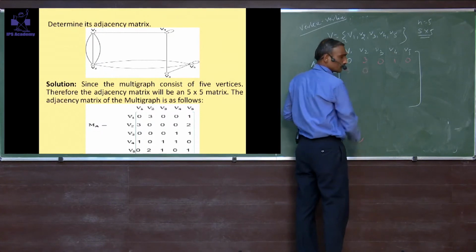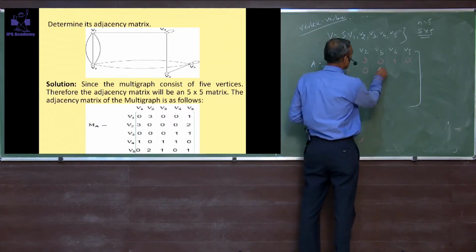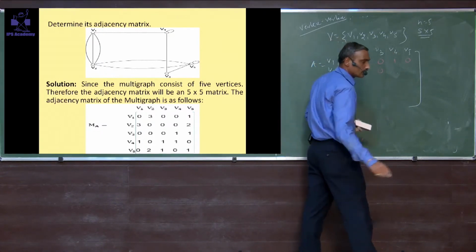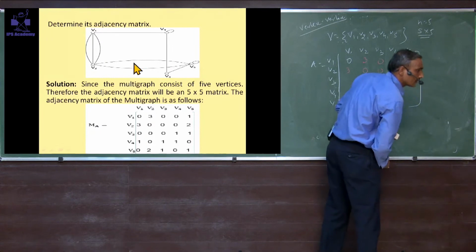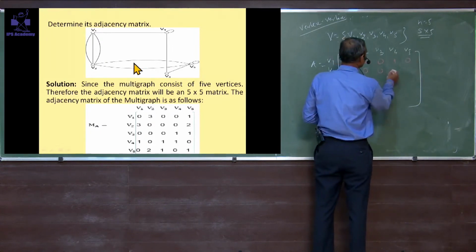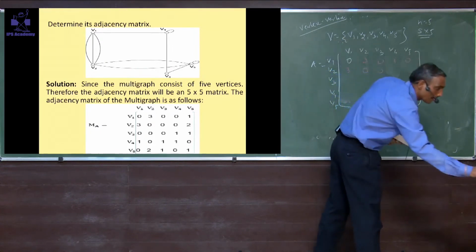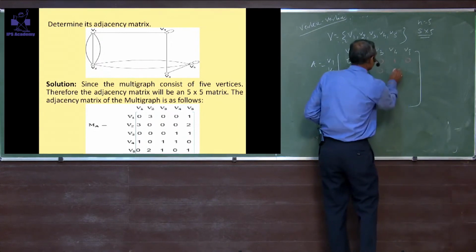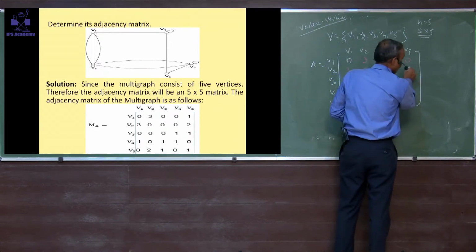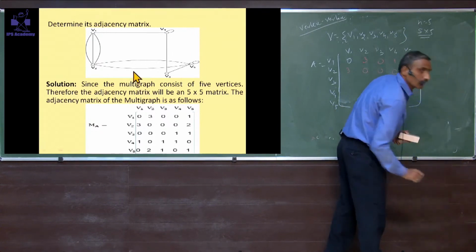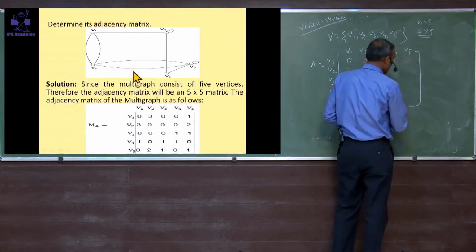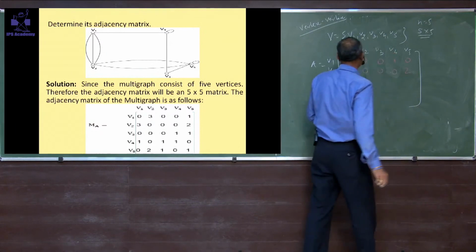There is no self loop on V2, so put 0. Then V2 to V3, not directly connected, so 0. V2 to V4, not directly connected, so 0. And V2 to V5, how many edges are there? There are 1, 2 and 3, so this will be 3. Here there are 2 edges, so 2.